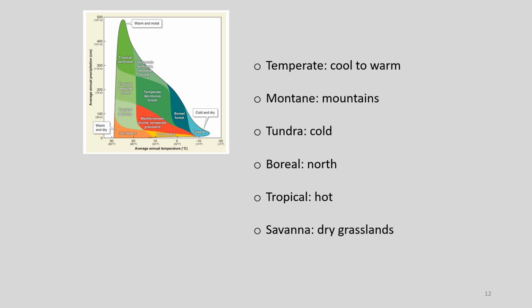So boreal means north. Tropical, if you are looking at some kind of tropical climate or tropical biome, you know you're talking about someplace hot. And then a savanna is dry grasslands. So these are just a couple of key little words that you might find helpful as we go through this.